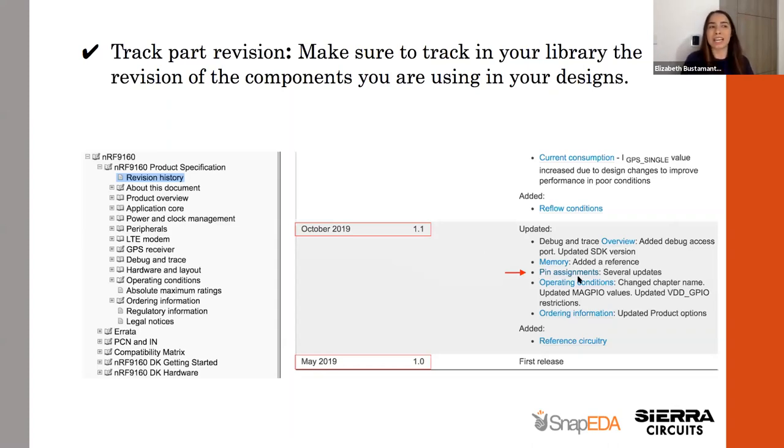That was something we had to fix really quickly, because that part was published. So this is just something to consider: always try to track your part revision. You need to identify and update components if needed, right? If you cannot find the first release component, if you cannot buy it, then you're going to need to update your design following the latest data sheet available, the latest revision of the component. So just something to keep in mind.